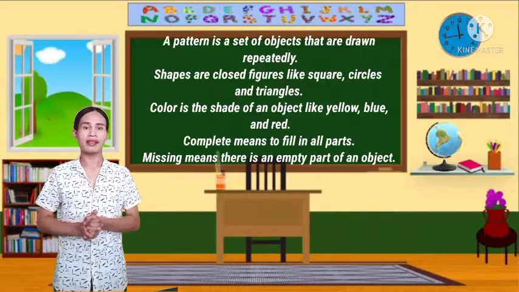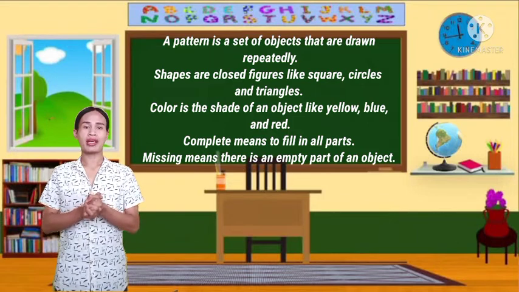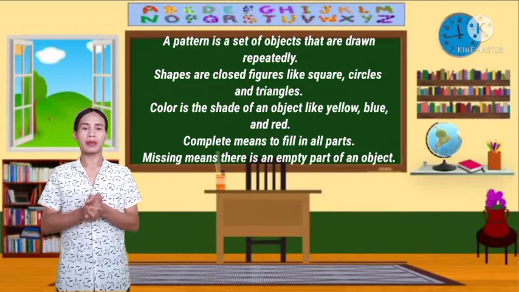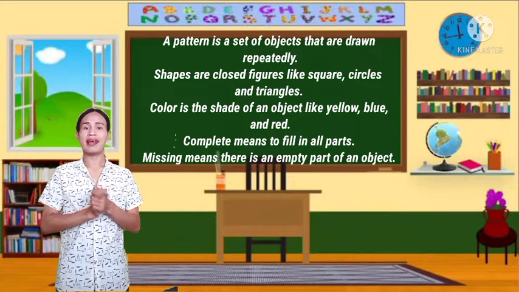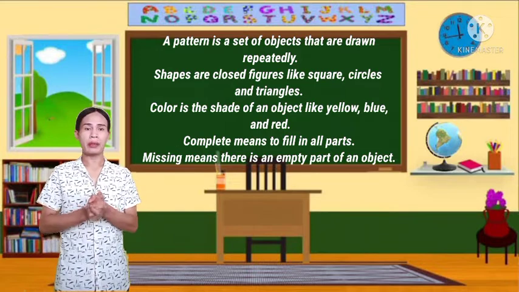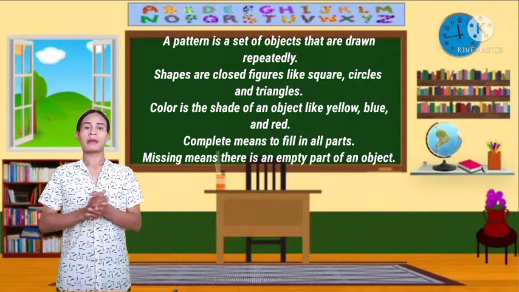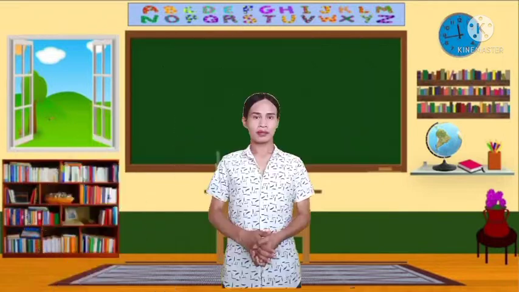Class, a pattern is a set of objects that are drawn repeatedly. Shapes are closed figures like square, circle, and triangles. Color is the shade of an object like yellow, blue, and red. Complete means to fill in all the parts. Missing means there is an empty part of an object.